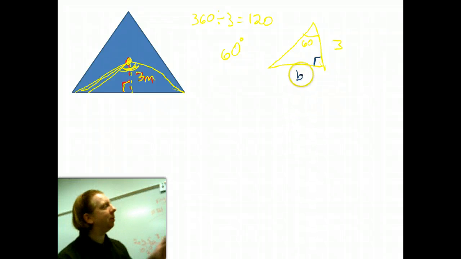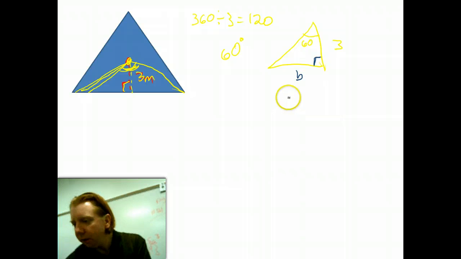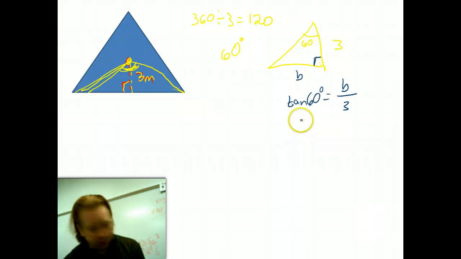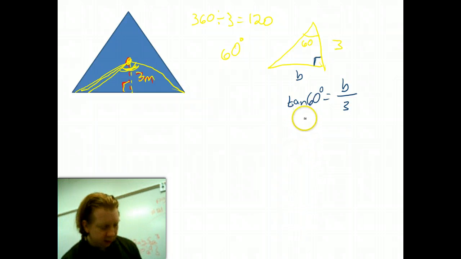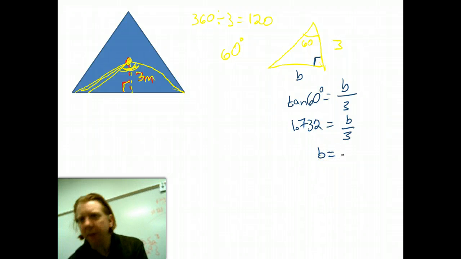Instead of trying to figure out what the apothem is, I've got the apothem, I need to find the lengths of the sides. So I can go ahead and do tangent of 60 degrees is going to be the opposite, b, over the adjacent, 3. Tangent of 60, we've played around with that enough times now, haven't we? 1.732 equals b over 3. And somebody got b for me?